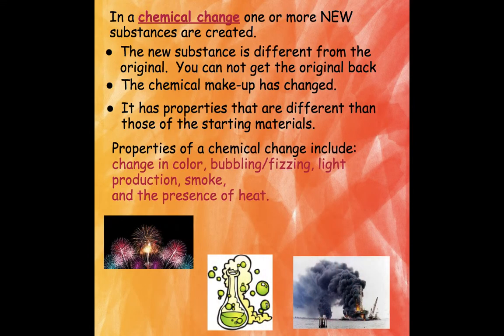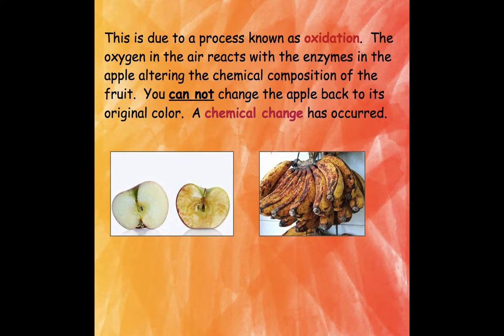We talked about properties of chemicals yesterday: changing color, bubbling, fizzing, light production, smoke, heat. Fireworks would be an example of a chemical change. Anything that is on fire is an example of chemical change. One other thing you should know is that oxygen can cause chemical changes, in the process called oxidation. We talked about this in our weathering and erosion unit.